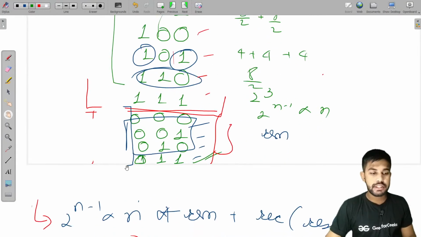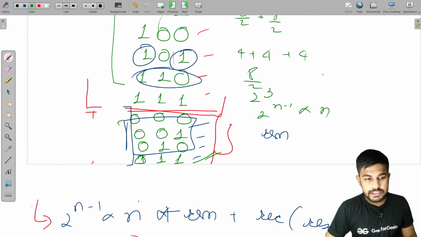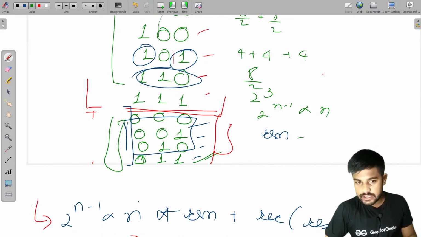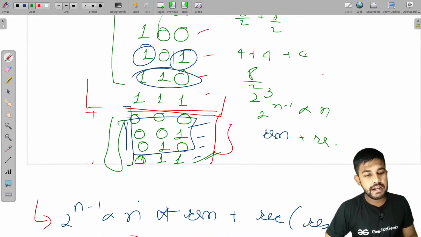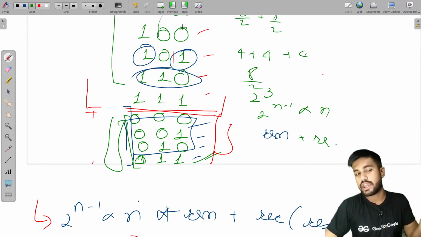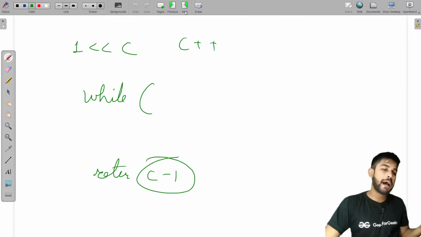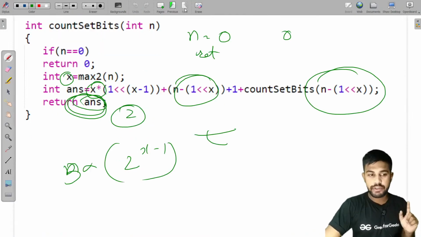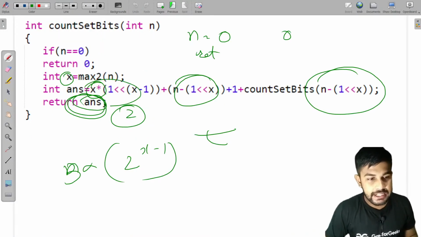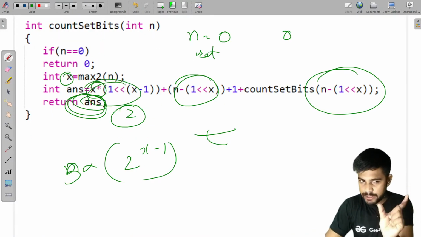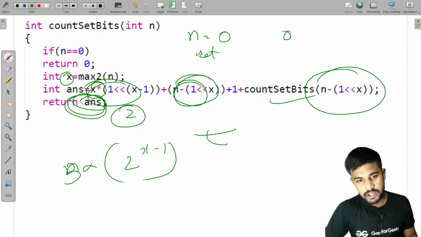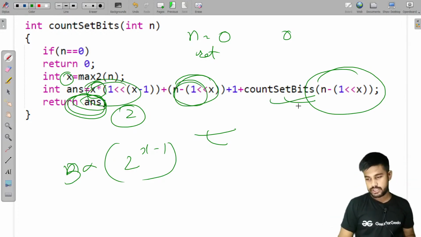And then the rest of the things, we would add the rest, and then we are sending the remaining part again to the recursion, and that would keep happening till we hit the base case. This is what we are doing. We are just adding the things, and then we are adding the remaining part plus 1, and then the remaining part is again sent back to the recursion.